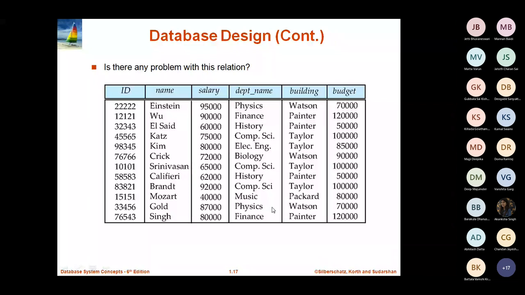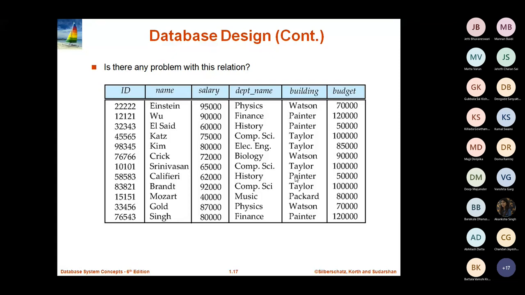And instead, if we actually put both of them as Watson, that would have been inconsistent. Likewise, if we see that, say, this is physics Watson and physics Newton, and the budget here is 70,000 and I make this 75,000, then it will appear that for physics I have 70,000 and for physics I have made it 75,000. So there is inconsistency.